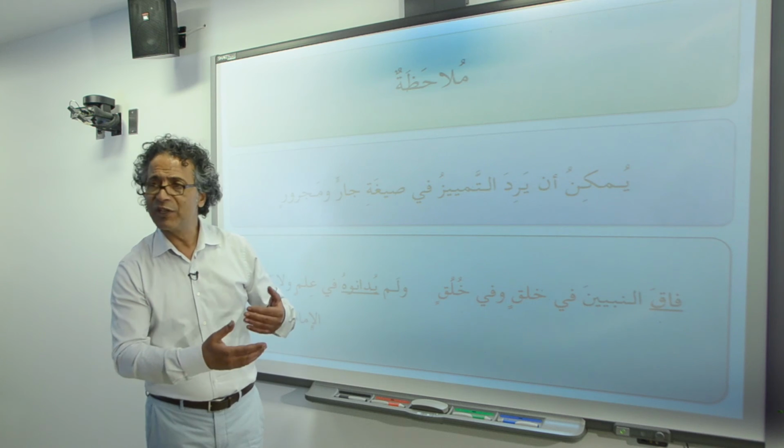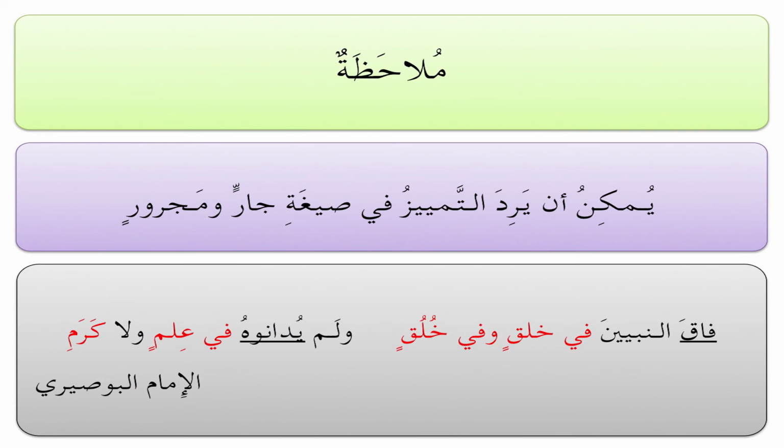We could transform these and have them as actually as normal tamyiz. فاق النبيين خلقا وخلقا ولم يدانوه علما ولا كرما. But we can also have it with the prepositional phrase using the في.